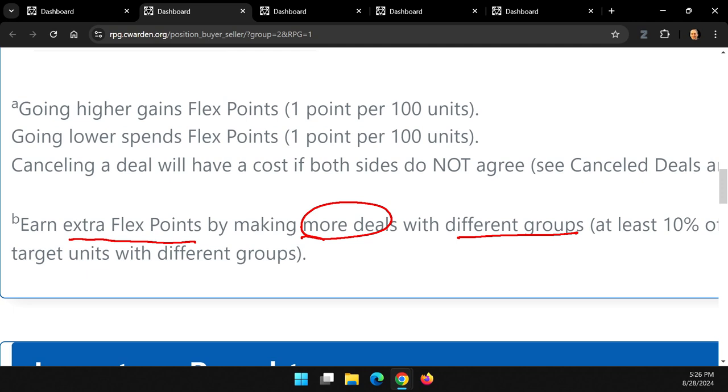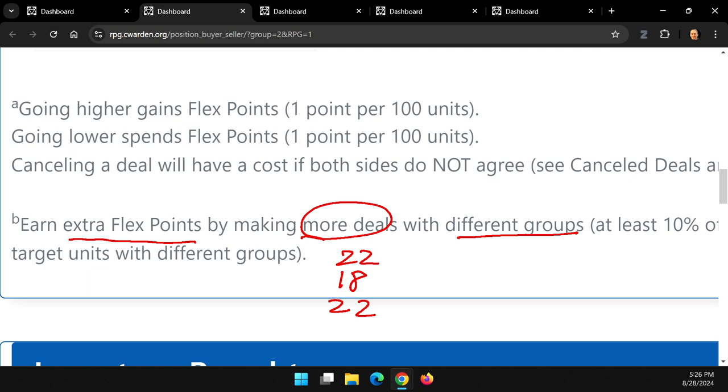What does different groups mean? Different group numbers. So if you make a deal with group 22, then you make a deal with group 18, then you make another deal with group 22, that's okay. Nothing wrong with that.